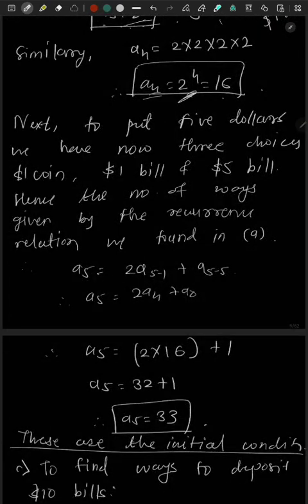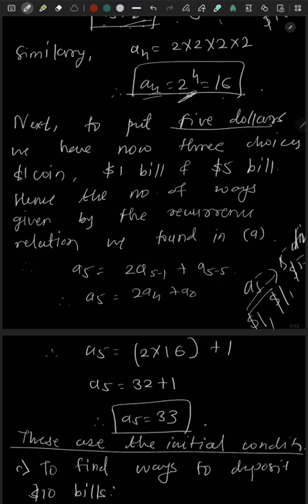Now so far we had only two choices for depositing a dollar, which was either a $1 bill or a $1 coin. But when it comes to A5, we have to put $5. Now we have three choices. It is a $1 coin, a $1 bill, or a $5 bill. Hence here the situation is going to be a little different. To put $5, we now have three choices.